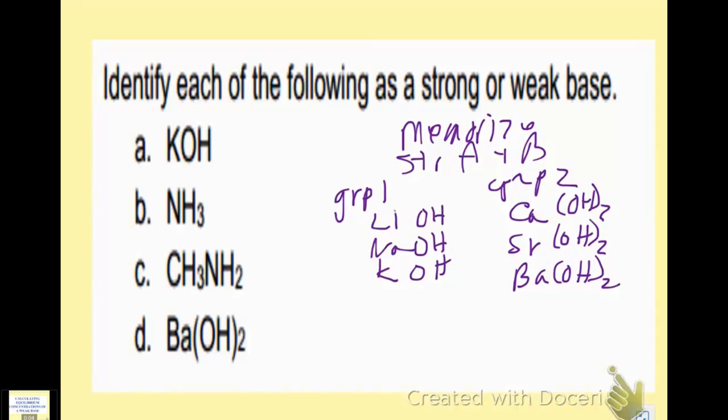Magnesium hydroxide doesn't, because it turns out it's not that soluble, so it won't completely ionize. So it's calcium, strontium, and barium. So there's 6 of them, and you've got to have those memorized. If those are the strong ones, then potassium and barium hydroxides are going to be strong, and the other 2 are going to be weak.